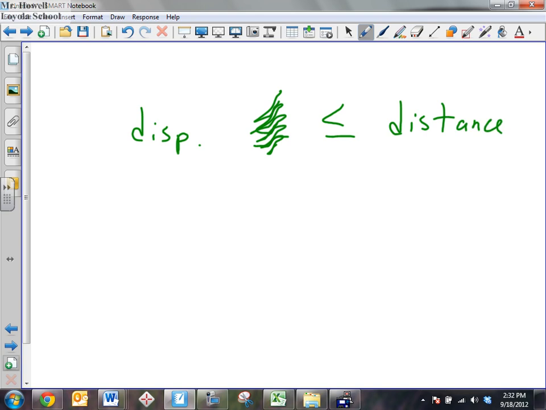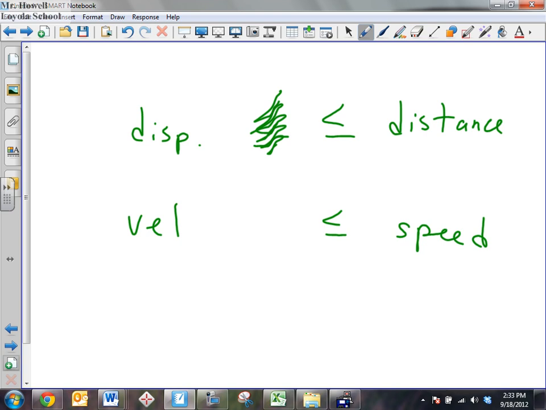Now, use what we just said today to make another statement based on that. What can we say, Gabby? That velocity is less than or equal to the speed. Well done. Okay, the velocity is always going to be less than or equal to the speed.